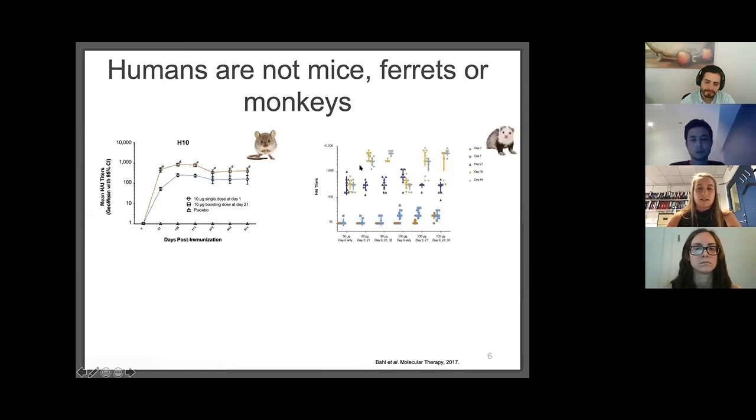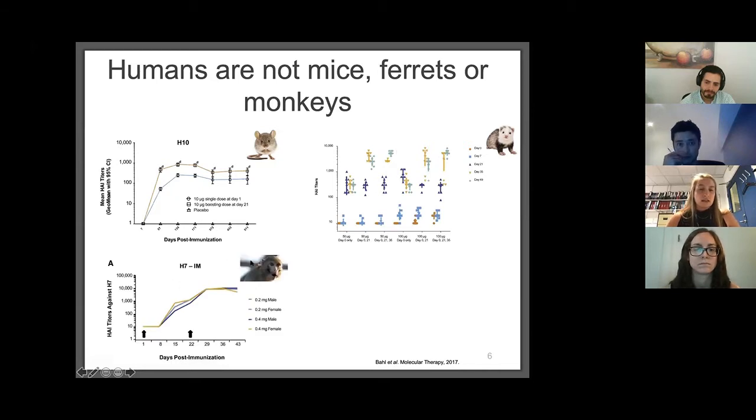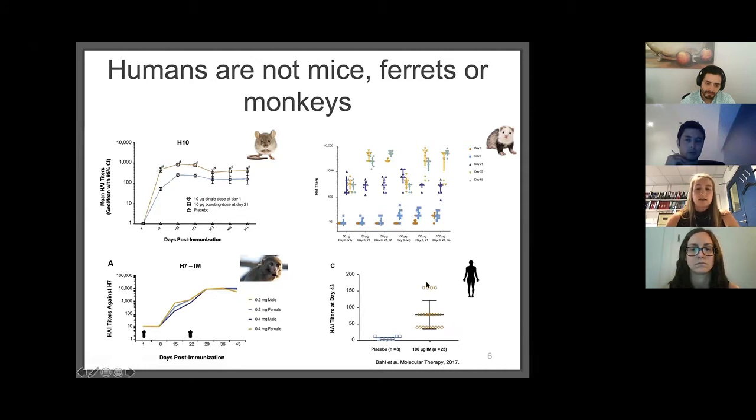Then they went on to test it in ferrets. Again, here the y-axis is the HAI titer. You can see that it got up to about 10,000 in the ferrets. They then used the same vaccine in non-human primates and saw again an HAI titer of around 10,000. And then they completed a phase 1 clinical trial in humans, and the HAI titer was around 100 for the human participants. So obviously, if you were to see this preclinical data, you'd think, oh, this vaccine is working great, it's definitely going to work in humans, but there was a response that was orders of magnitude lower to this vaccine.